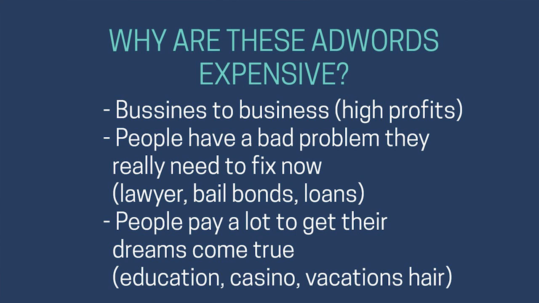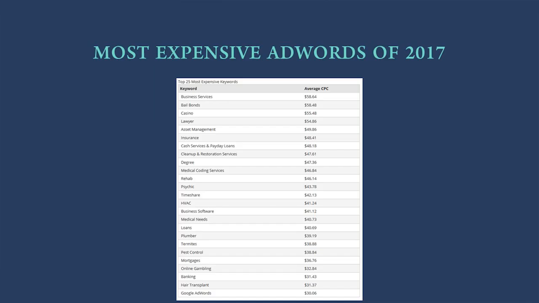The next one is when people have problems that need to be fixed now, they're willing to pay more. So the price of plumber is $39.90. And the price for insurance is also very high, $48. Rehab. Medical needs, the term medical needs itself is $40.